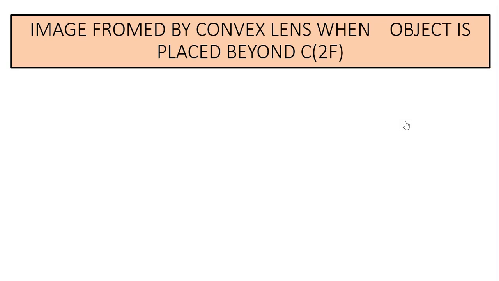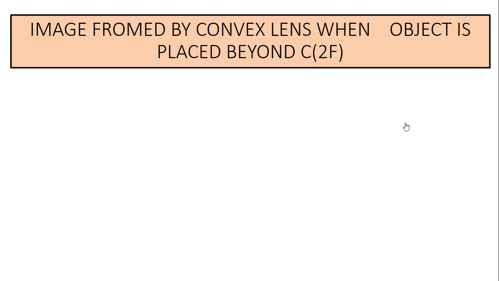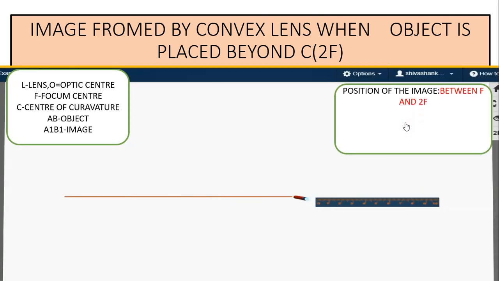So this is the nature of the image formed by the convex lens when an object is kept, when an object is kept. So you see here, inverted, real. Okay, next we shall move on to the next.